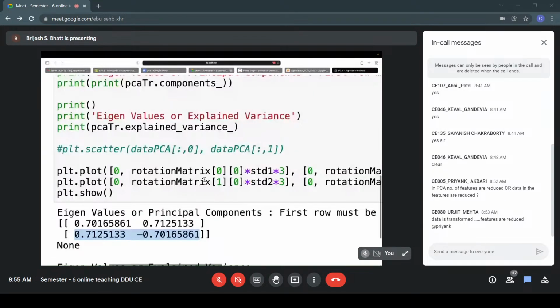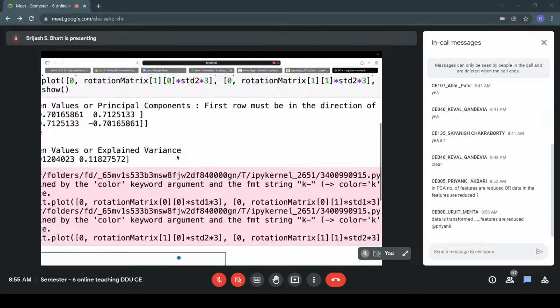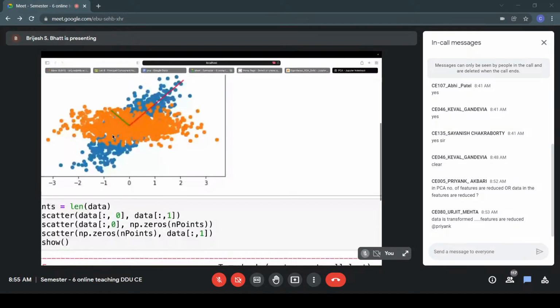And then again this transformation to put the data along the principal axis, and then make these orange dots. These orange dots are the transformed data points along the principal axis.